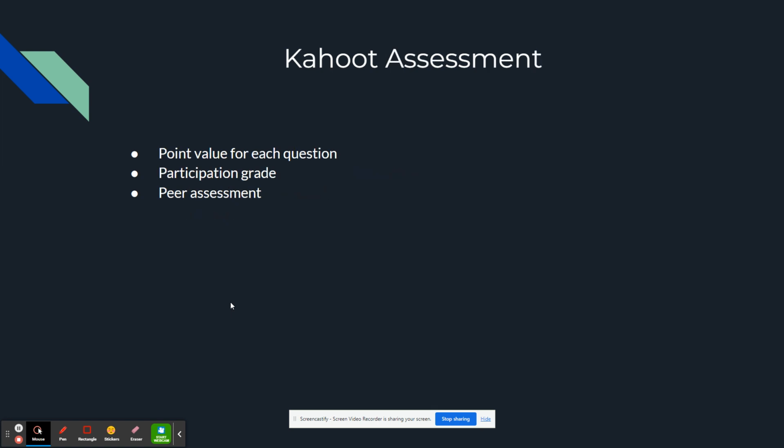How would you assess? Like I said, you can do it as a participation grade, as a point value for each question, or as a peer assessment. It displays your ranking by your nickname based on how many points you got right and how quickly you got them right. And so you feel assessed by your peers, and your peers can know, okay, they need a little bit extra help.